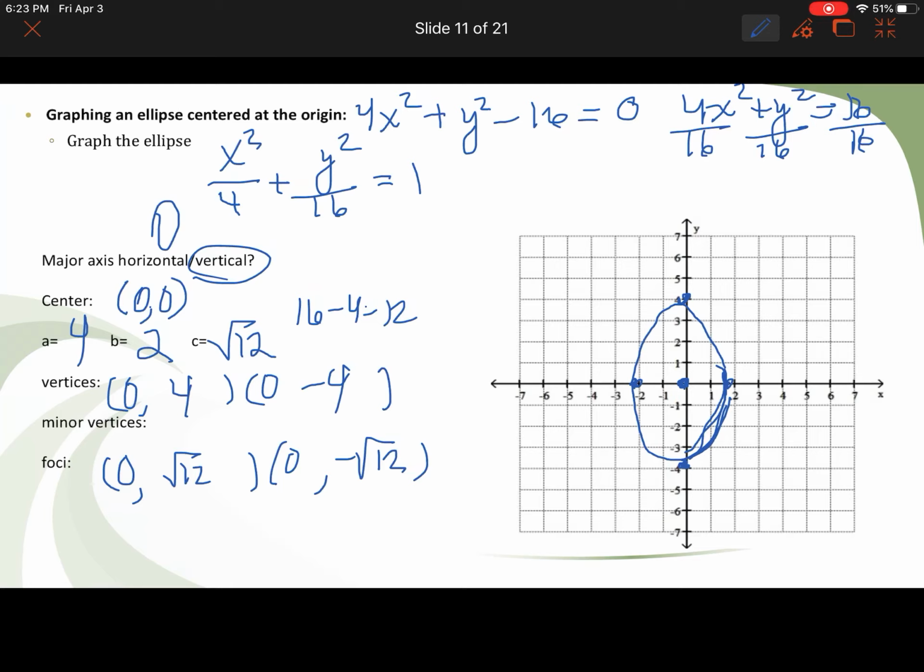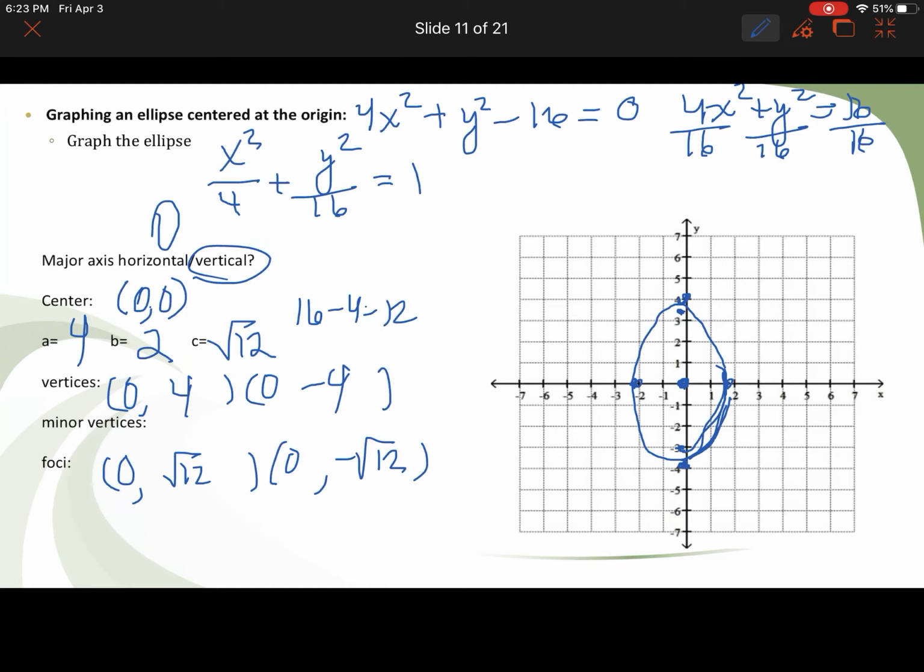Now I know you could reduce the square root of 12 to 2 times square root of 3, but square root of 12 is kind of nice for estimating, so it's bigger than 3 because that would be square root of 9, and it's less than 4, so it's somewhere in between the 3 and the 4.